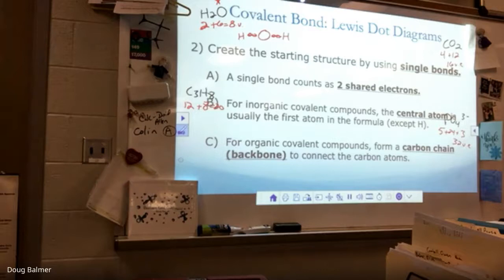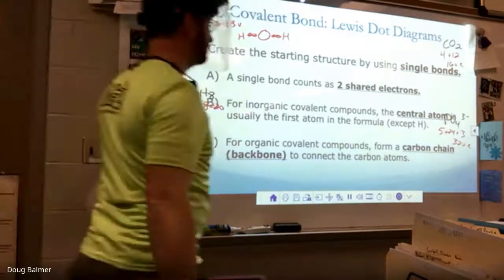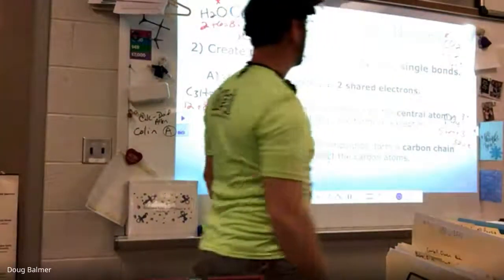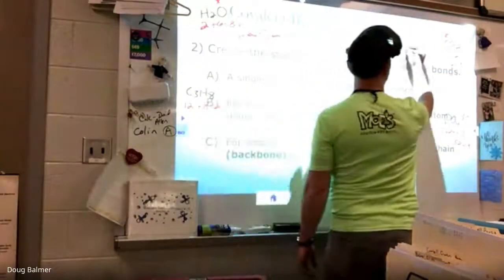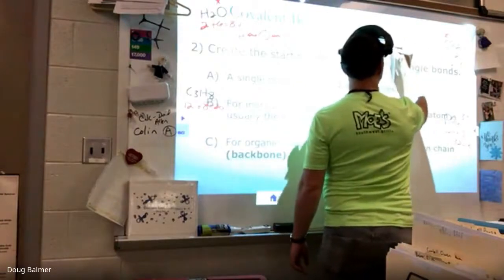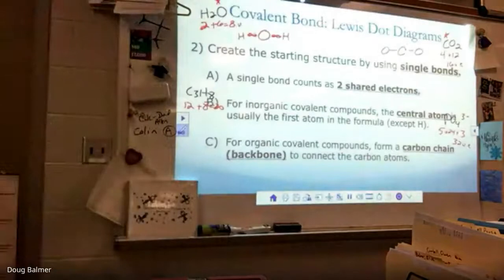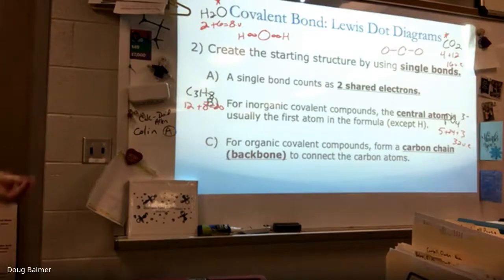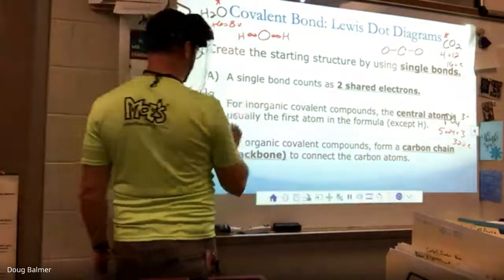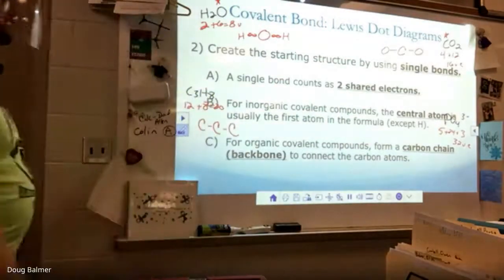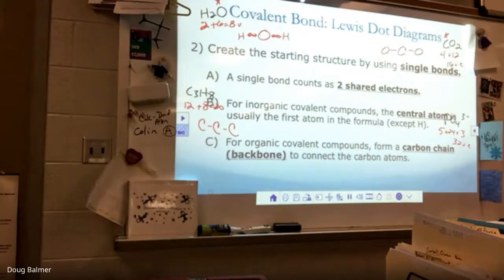All right, CO2, what's going to be our central atom? C. Sí, señor. So we're going to put carbon in the middle. We're going to connect it to an O, connect it to an O. That's our starting structure. When you see C3H8, are you just going to put 1 carbon in the middle? No, you're going to form that carbon chain. So I'm going to connect the 3 C's. C, C, C. Using single bonds.